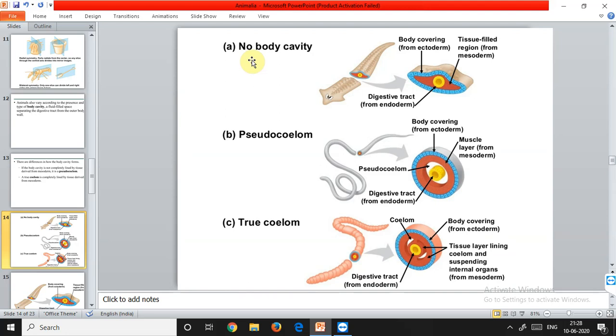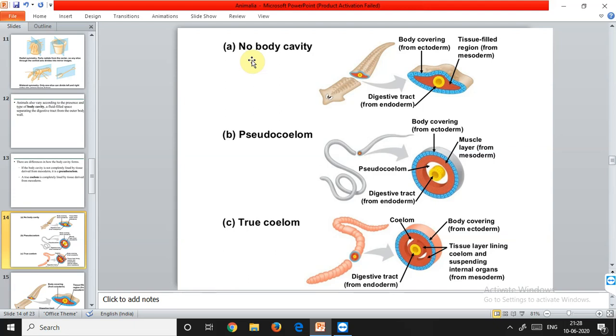Then comes the true coelom. What happens in the true coelom? It originates by a split within the embryonic mesoderm. So when the embryonic mesoderm is dividing and forming a cavity, then it is called the true coelom. The cavity of the coelom is bounded by a lining of the mesodermal cells.